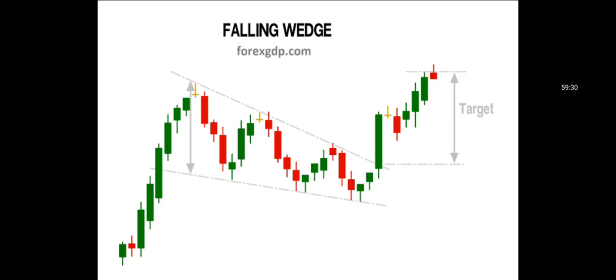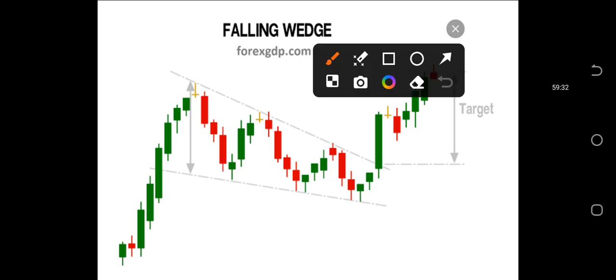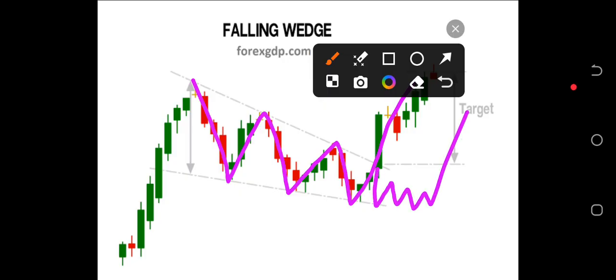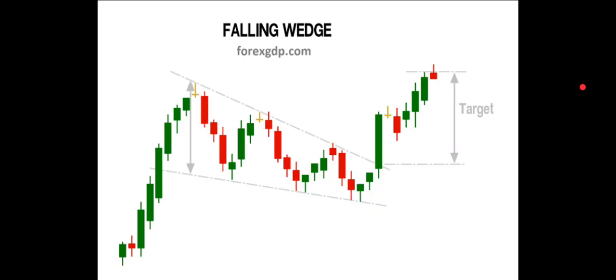In this falling wedge, you can see that the market is fading, gradually fading, and finally it broke. Sometimes it may even move like this before finally breaking out, or it will go down. So this is a falling wedge. If it is an uptrend, very, very good. A breakout to the upside.